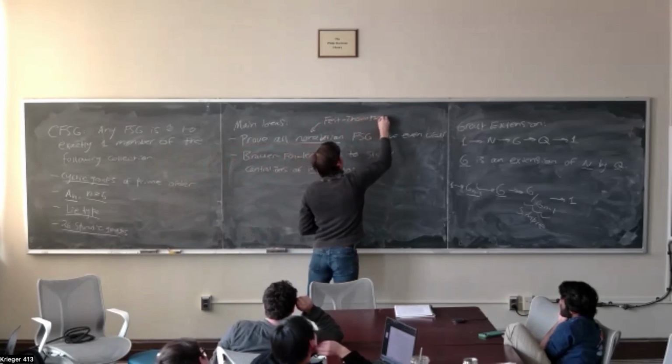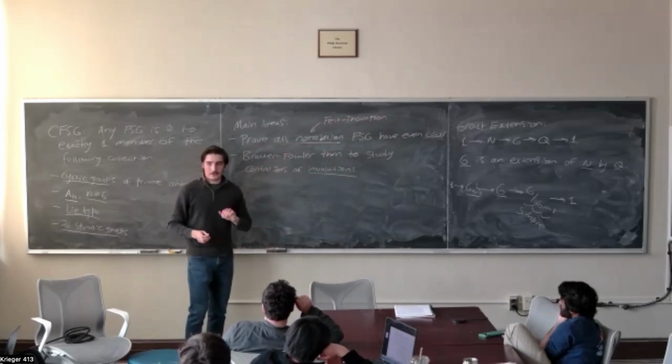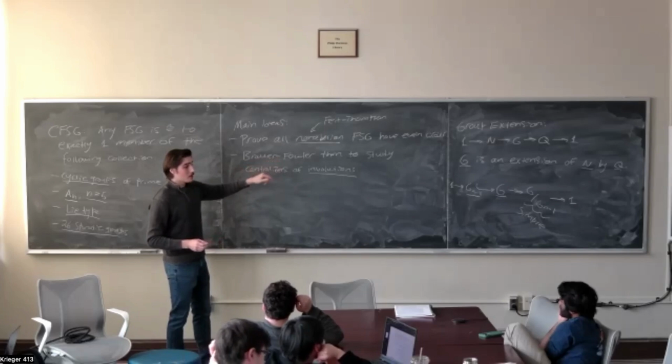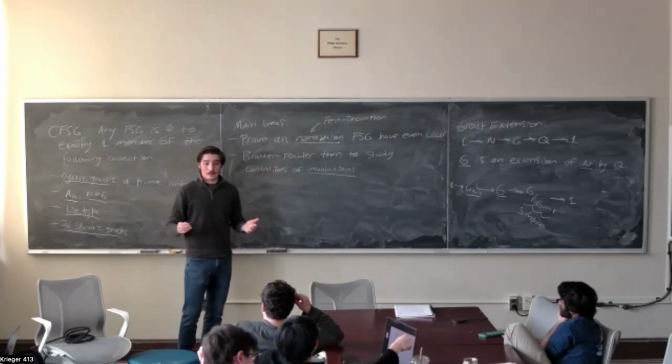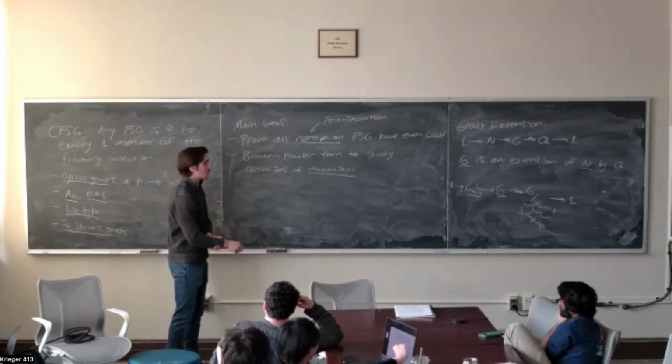Feit-Thompson. And this was sort of the catalyst for the whole project to classify finite simple groups. Before we proved this Feit-Thompson theorem, we didn't really think that it was within reach. We didn't have any strategy to really proceed.